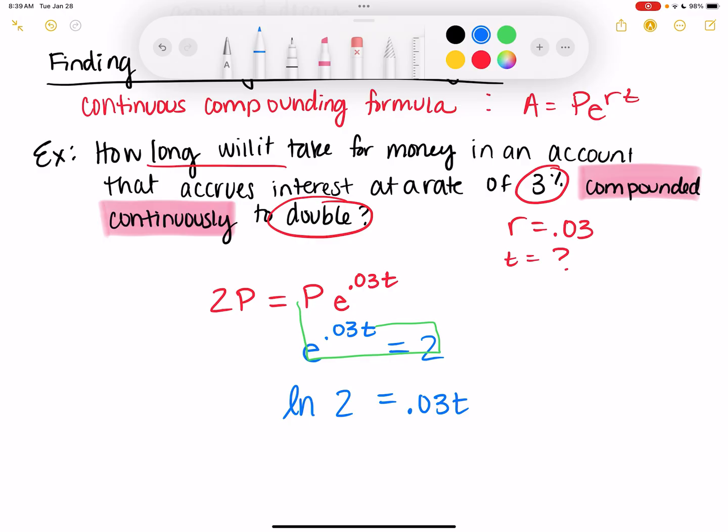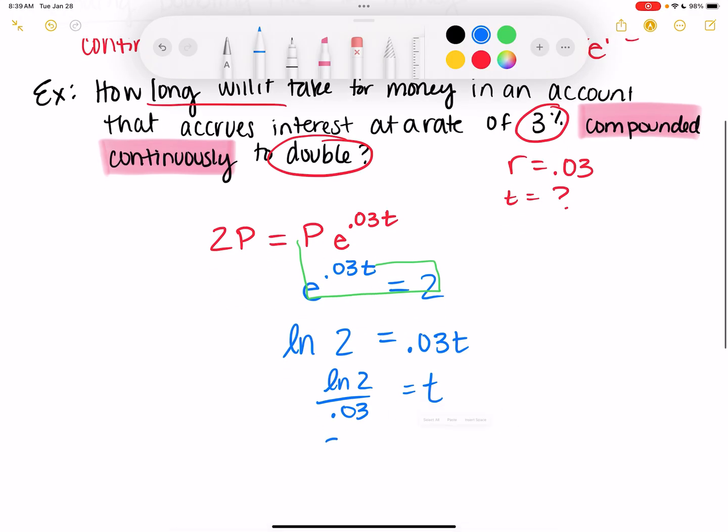And then I'm going to divide by 0.03. So ultimately, t equals the ln of 2 over 0.03. Here's the calculator, all the way over here. So then I just type that in. ln of 2 divided by 0.03 gives me 23 point, let's just say 1 decimal place, 0.1 years.